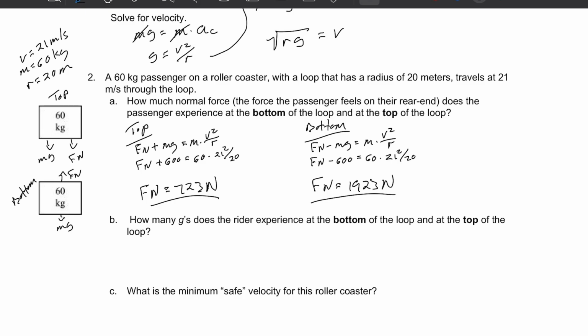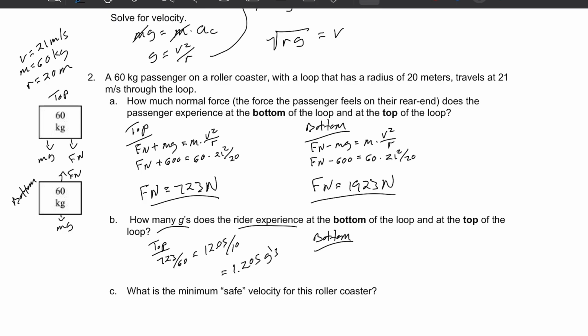How many g's does the rider experience at the bottom? So the rider's experience of g's all comes from the force normal. If you've got no g's, then your perception is you'd feel weightless. So it's all based on your force normal. Your force normal, though, is a force, so we've got to divide it by the mass to get an acceleration. 723 divided by 60 is going to give us an acceleration of 12.05. A g is 10, so how many 10s are there? We'll divide by 10, and you get 1.205 g's.